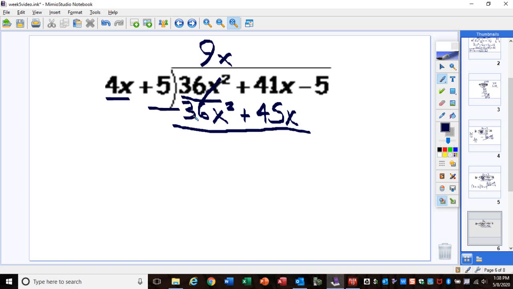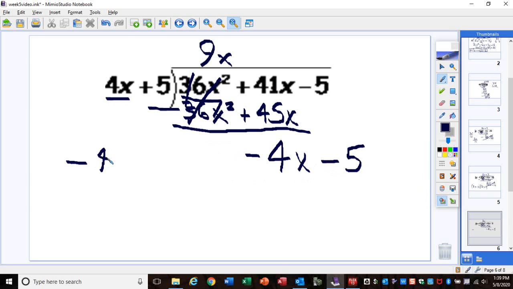Okay, subtract. These are gone. 41 minus 45 is negative 4. Negative 4x minus 5. Now, there's a little trick here. Now, same idea. We're going to take the 4x and divide it by negative 4x. So we're going to take negative 4x.